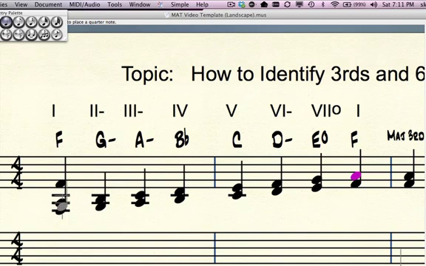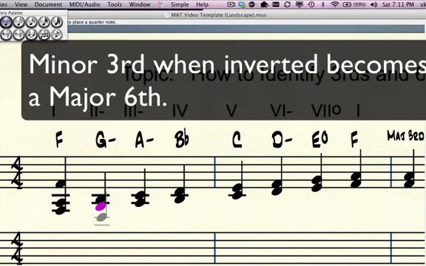So there's our major third. Now we take that F, put it up an octave, we've inverted that third, it's now a sixth. It was a major third, now it's a minor sixth. This is a, what kind of third? Yes, a minor third. And it will become a major sixth.